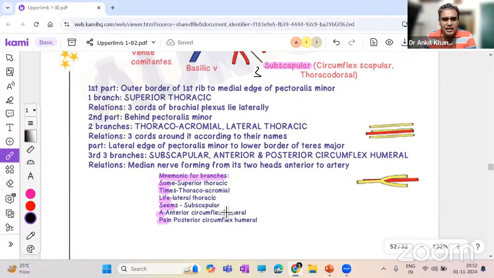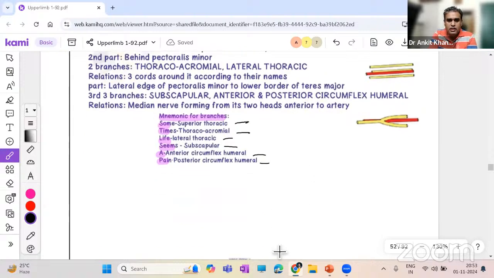I hope it is not right at this particular time. For some of you, it can be, but yeah, this is a mnemonic. Sometimes life seems a pain: superior thoracic, thoraco-acromial, lateral thoracic, subscapular, anterior and posterior circumflex humeral. Remember these 6 branches, they are frequently asked.